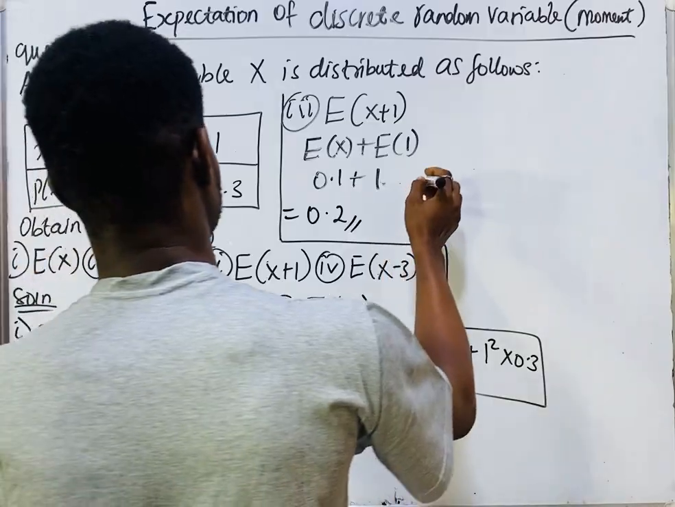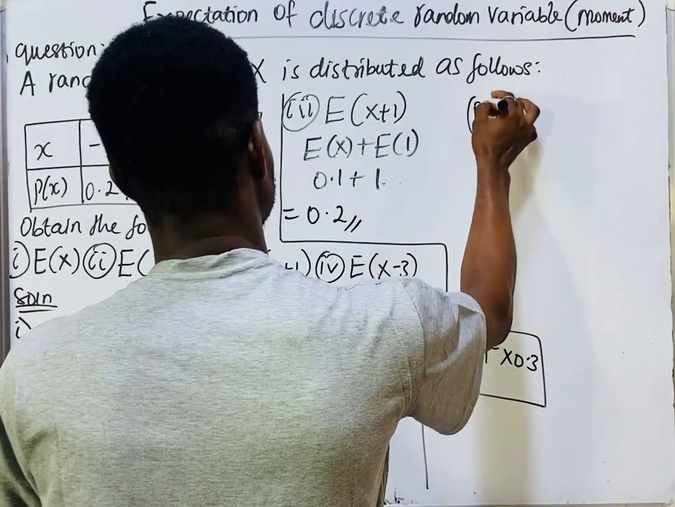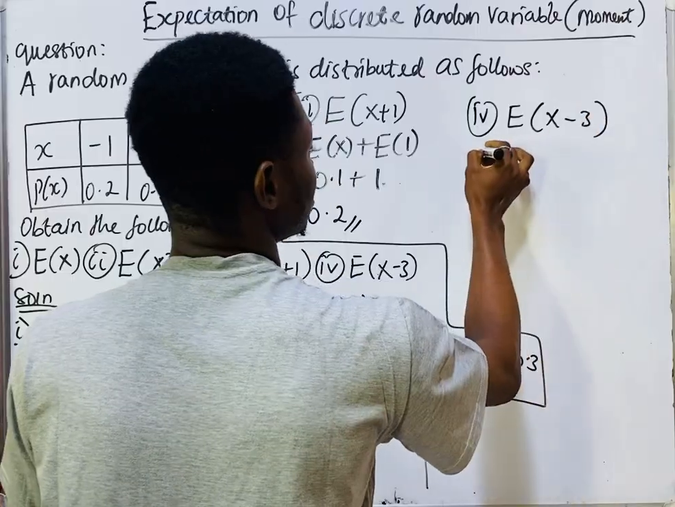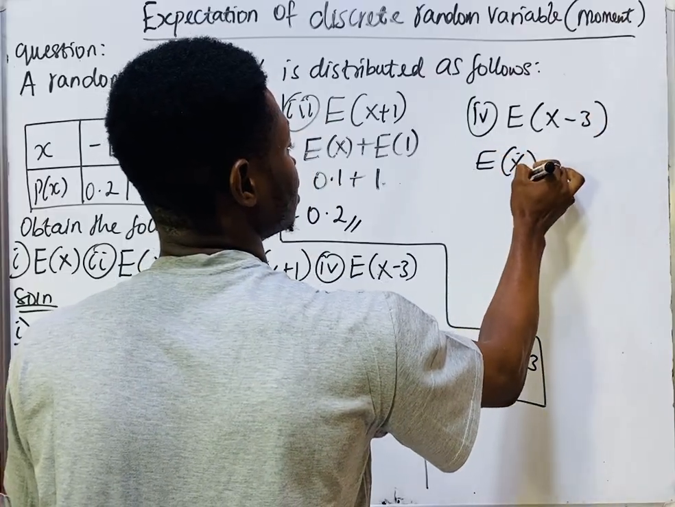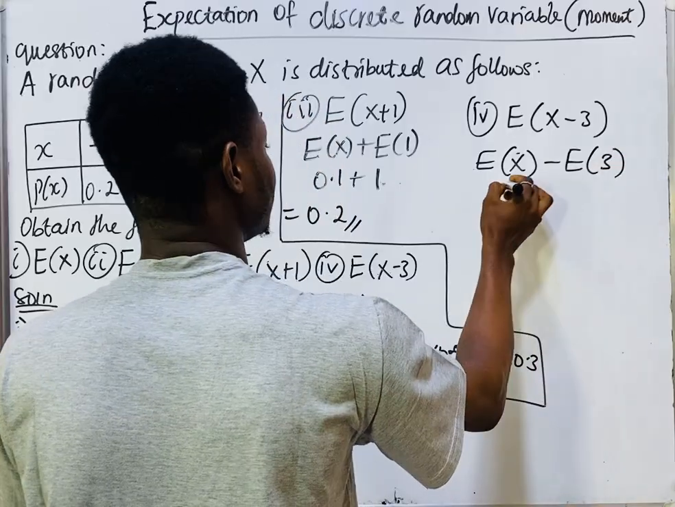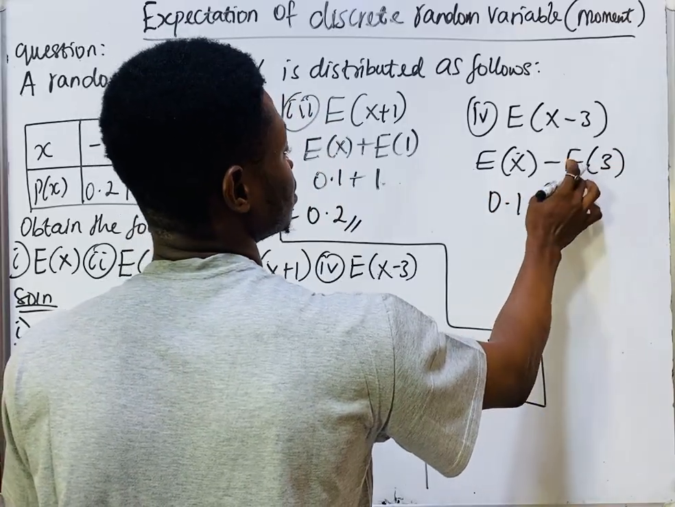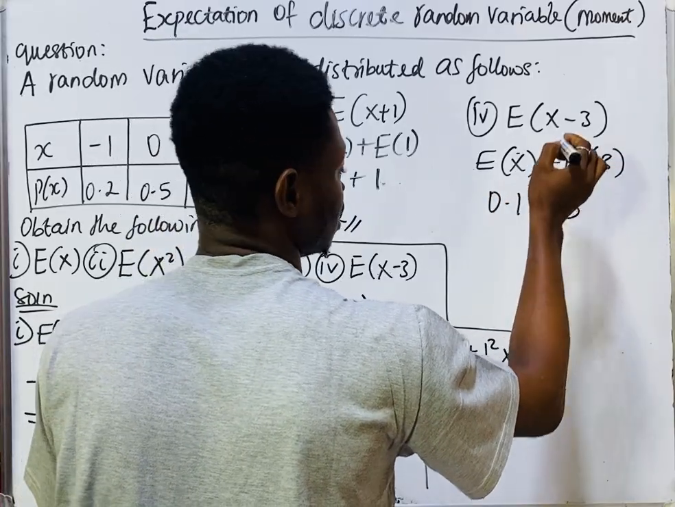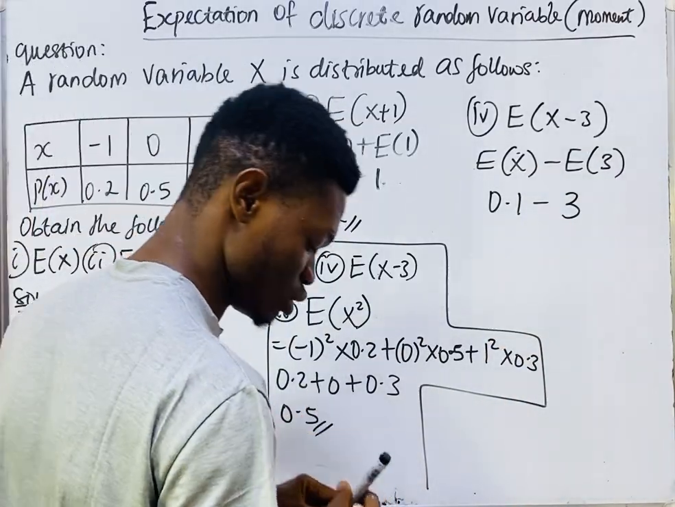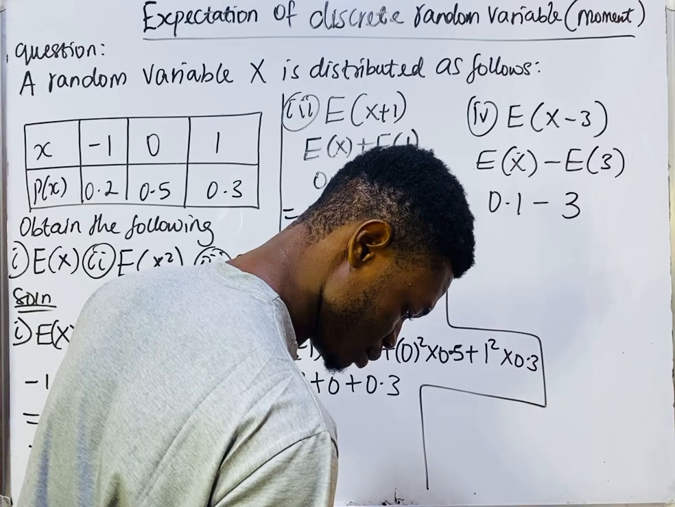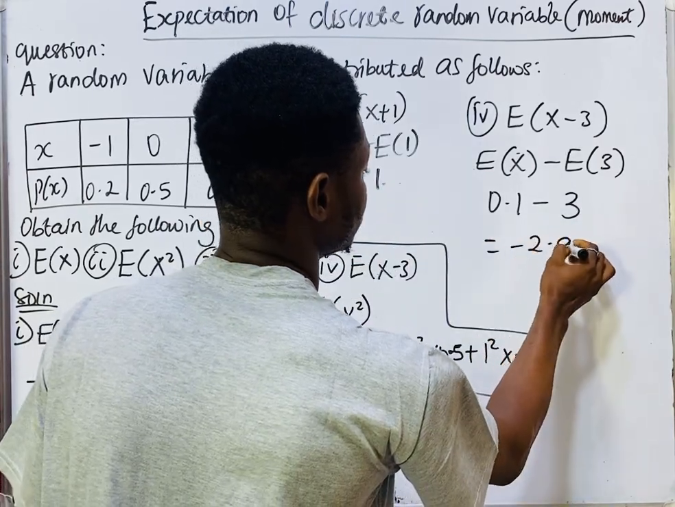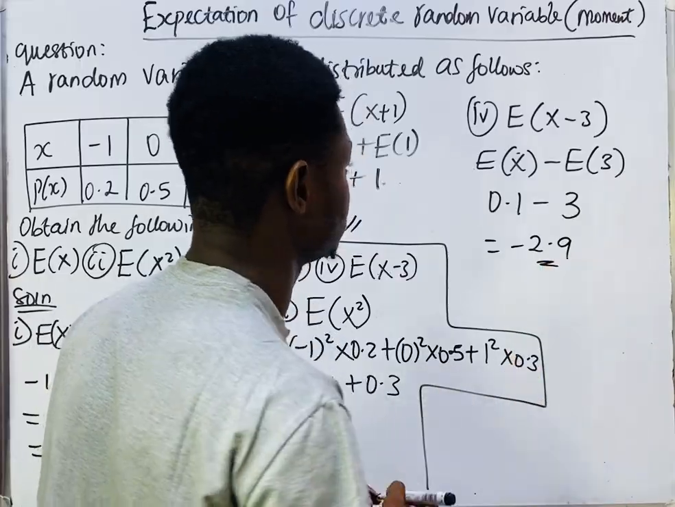So our next one is expectation of x minus 3. So we are going to write it as expectation of x minus expectation of 3. So which is expectation of x, 0.1, minus expectation of 3, which is the same thing as 3. So 0.1 minus 3 gives us minus 2.9. So that's the answer.